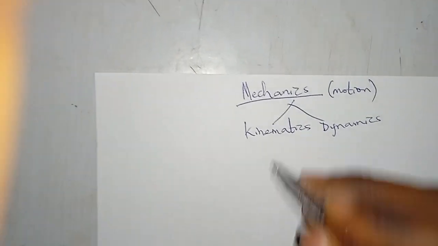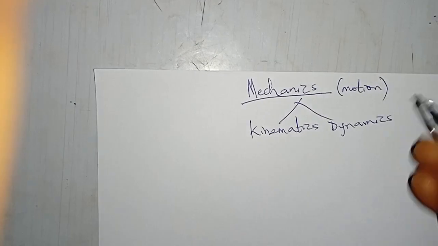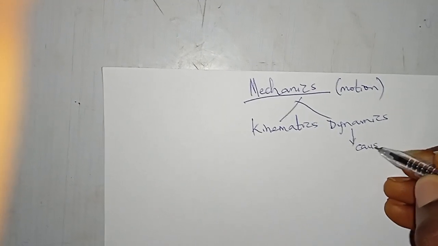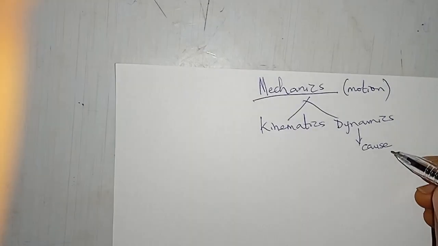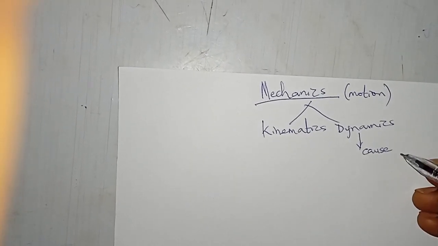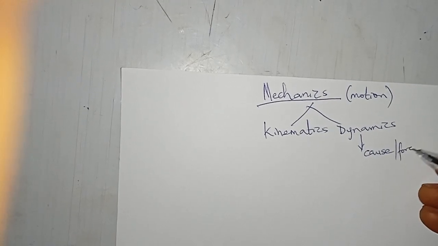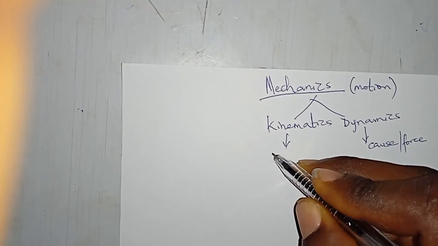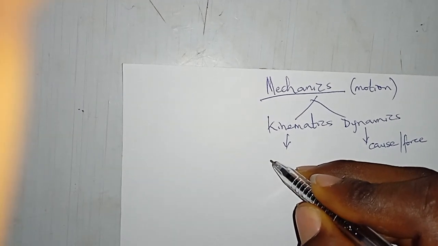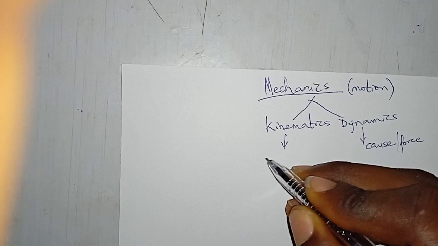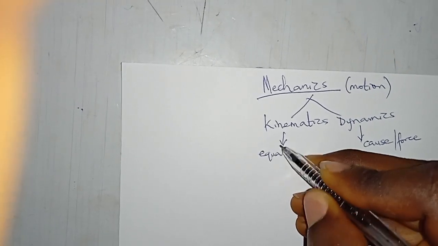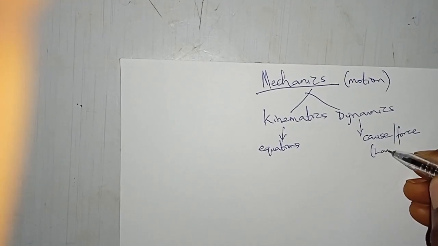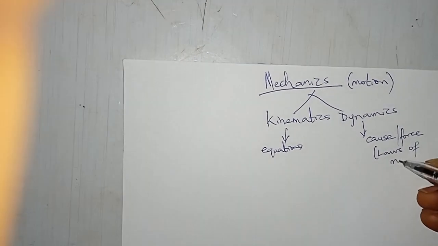So when you talk about the study of motion with respect to the force causing it, the cause of the motion, we talk about dynamics. While when you talk about motion without paying attention to the force causing it, you talk about kinematics. So I normally tell my students that kinematics is all about the equations of motion, while dynamics talks about the laws of motion in summary.